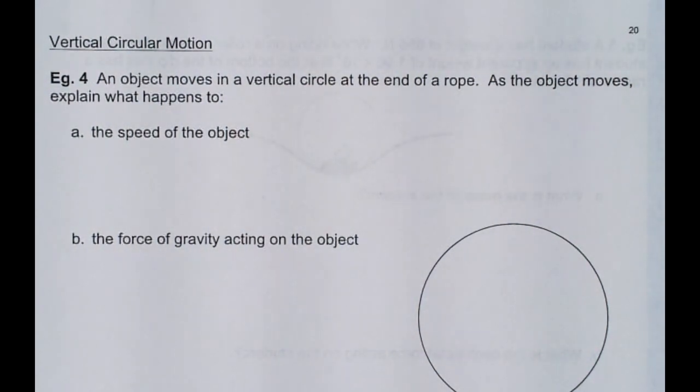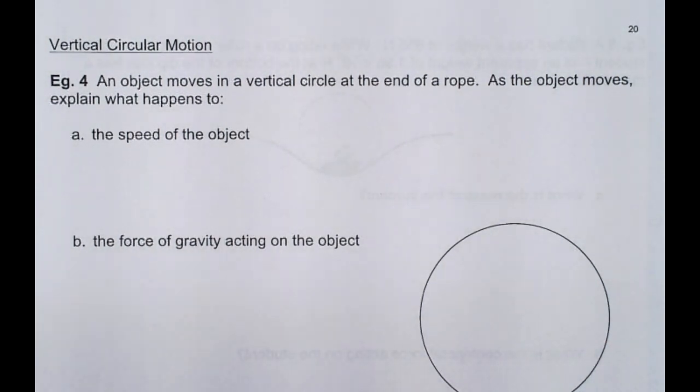Now that we've talked about all the scenarios for horizontal circular motion, let's do a few examples with vertical circular motion. So if you have vertical circular motion, that means the rope or the circle is going to be spinning in a direction that's perpendicular with the surface. So an object moves in a vertical circle at the end of a rope.